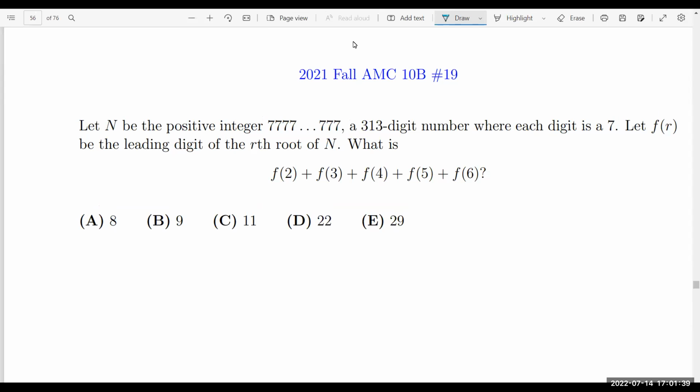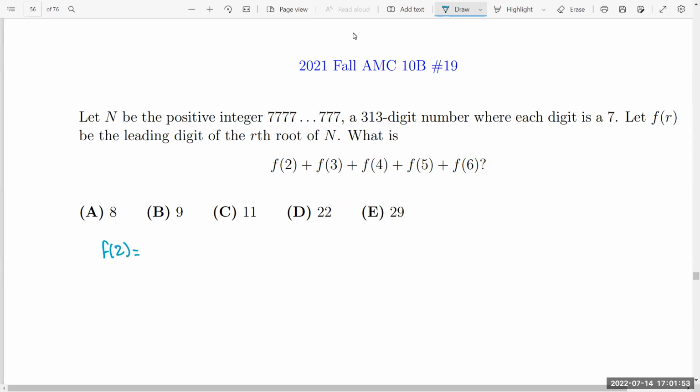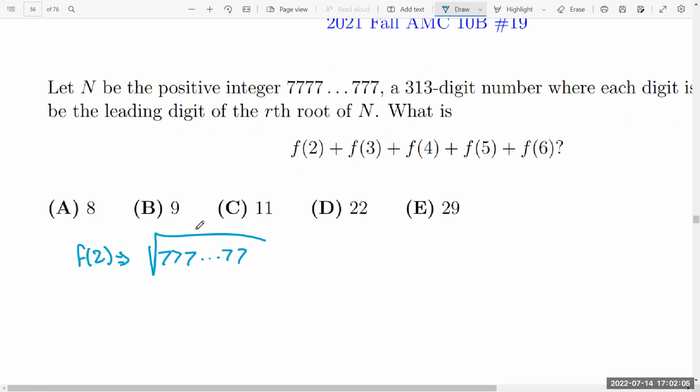Let n be the positive integer 777777 and so on, which has 313 digits where all of them are 7. Let f of r be the leading digit of the rth root of n. So for example, f of 2 would be the leading digit of the square root of 777, and so on, for f of 3 and f of 4 and f of 5 and f of 6. What is the sum of all of those? Remember that there are 313 digits.